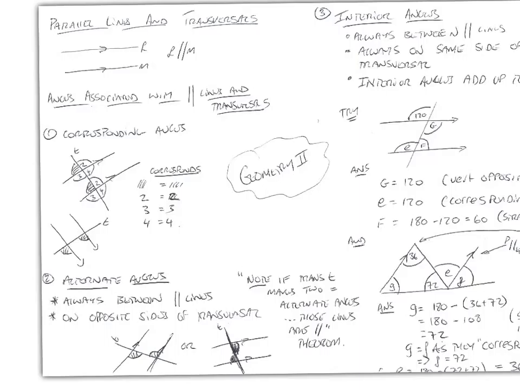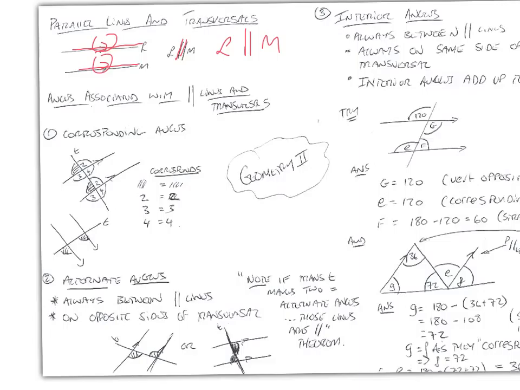So let's move on now and look at parallel lines and transversals. We have two lines here, L and M, and they're denoted to be parallel, in that they'll always be the same distance apart, by these arrows here, as well as the mathematical symbol L is parallel to M. So L parallel to M. Okay? And now let's look at the angles associated with parallel lines and this notion of a transversal.